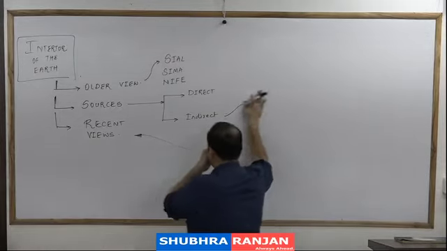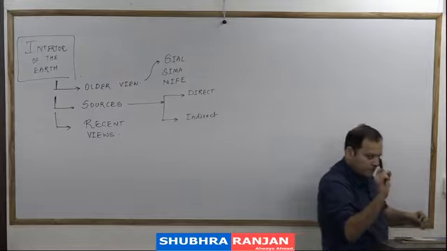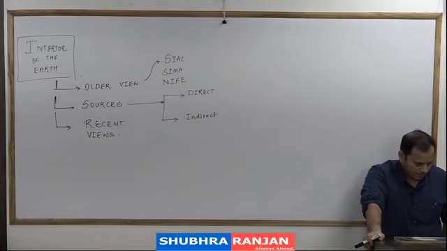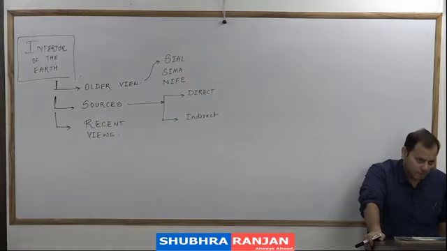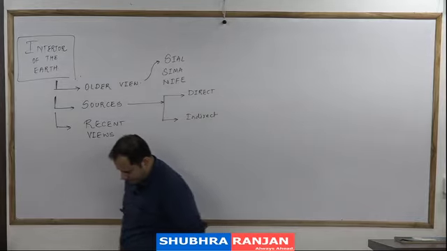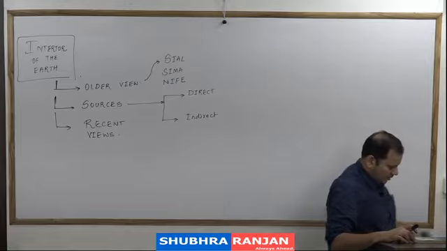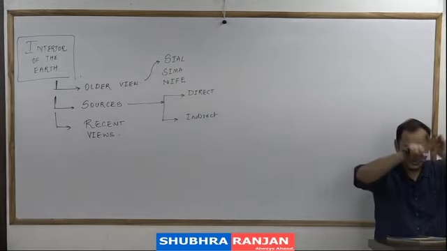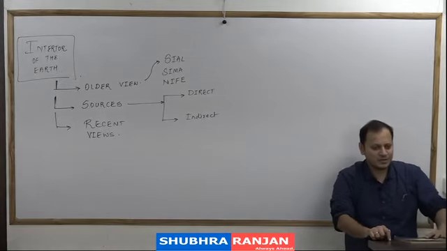So first, some of the key points here. Interior of the earth is a very important topic for both prelims and mains. So earth is divided into concentric layers. Concentric layers means there are layers, circle inside a circle inside a circle.